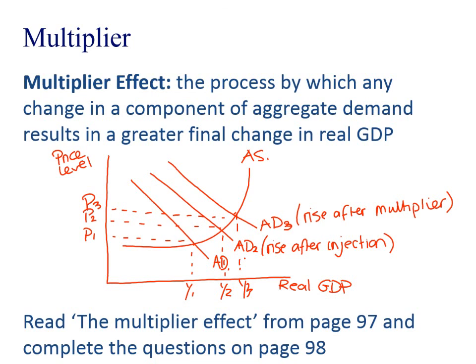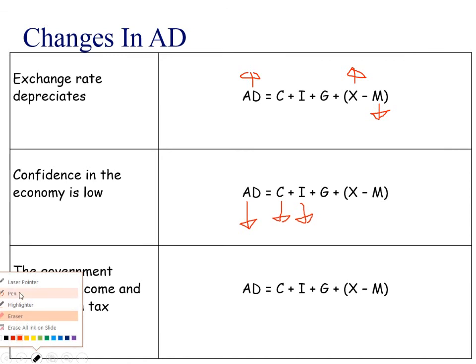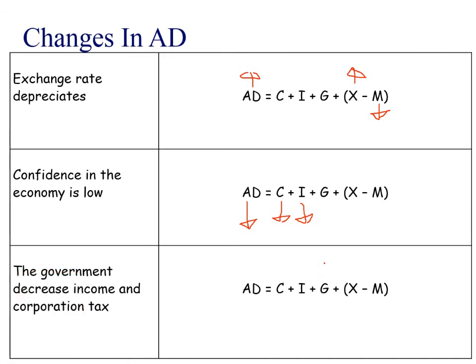So the multiplier effect, important definition here: the process by which any change in a component of aggregate demand results in a greater final change in real GDP. So this is what it looks like on a diagram. For example, if I go back to our equation here, let's just rub out some of these things. If government spending increased, okay, the government said they're going to build a new school.